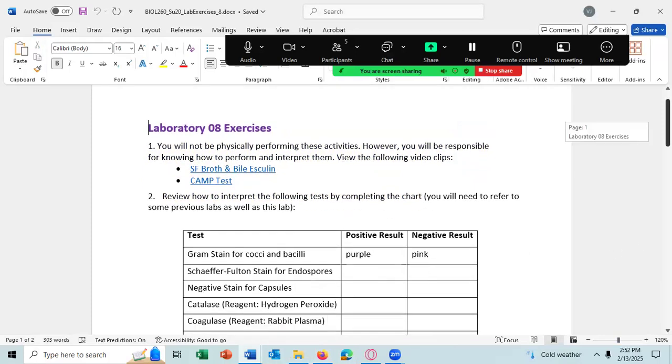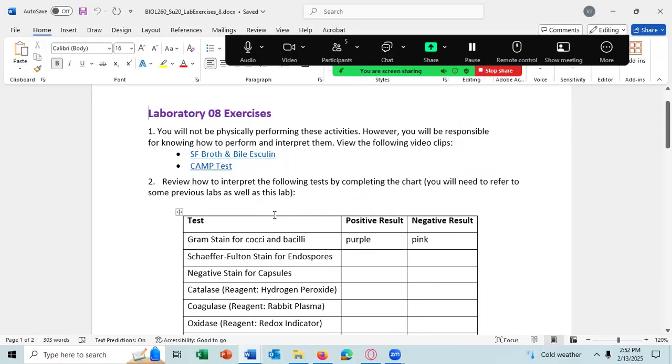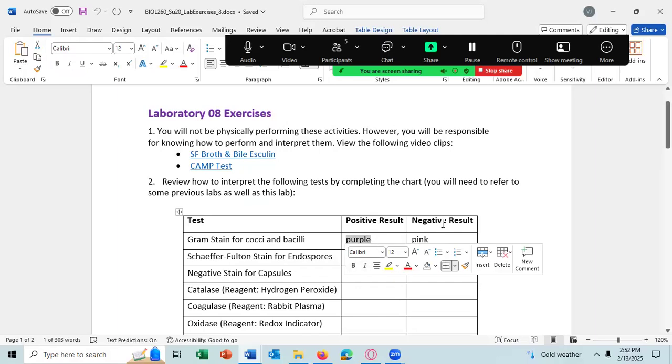And then for question number 2, fill in the table. The first one has been filled in for you to help explain how to do it. And that is for the gram stain for both cocci and bacilli. If it is a positive result, meaning gram positive, the color will be purple. So you would write in purple. For a negative result, gram negative, the color will be pink. So you would write in pink.